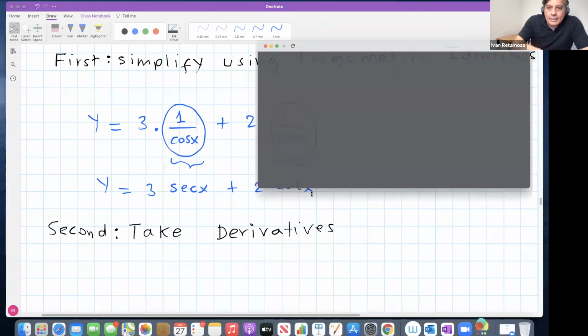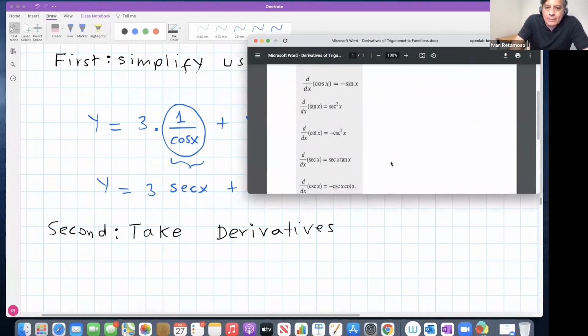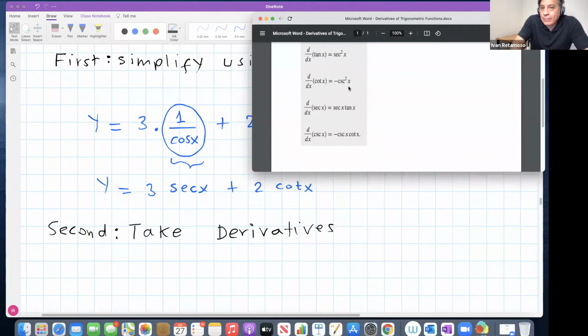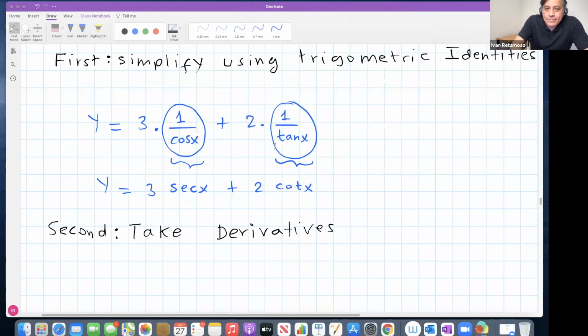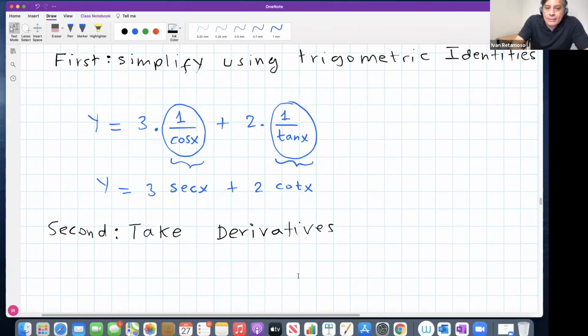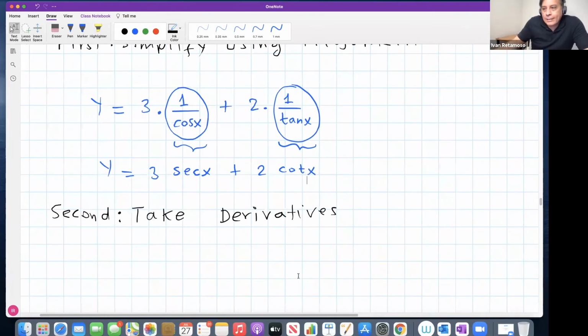And the good news is that I have direct formulas to deal with the derivative of secant and the derivative of cotangent, right? Look, the derivative of cotangent is minus cosecant squared. The derivative of secant is secant times tangent, right? So once you simplify, then now take the derivative. That's the second step. So taking the derivative now, the derivative of y with respect to x will be equal to, once we distribute our derivative over this sum, right?